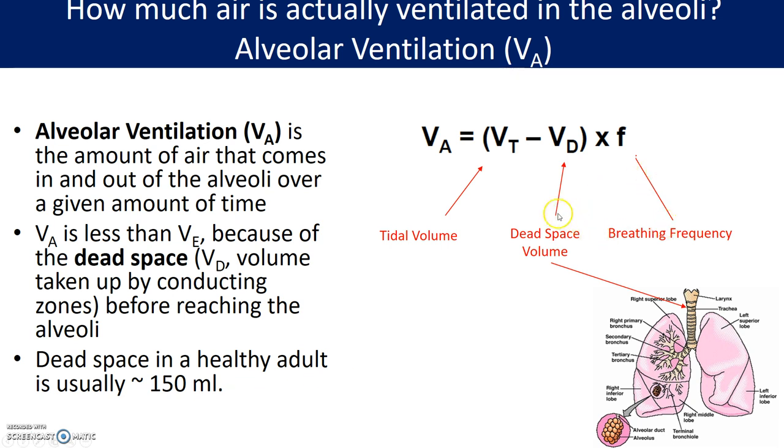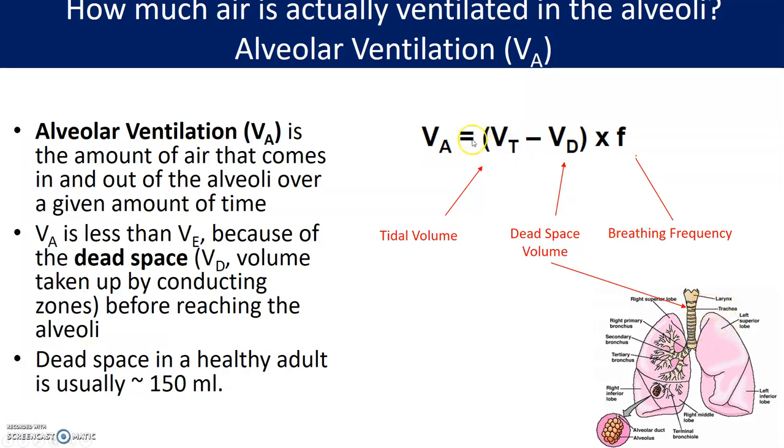The equation is very similar to the equation for minute ventilation, pulmonary ventilation. We have tidal volume and frequency, but we take the tidal volume and subtract something called V sub D, or dead space. Dead space is the volume in your lungs that doesn't exchange gas. When we get down into the trachea and the bronchi and all this conducting zone, we don't get any gas exchange there. So it doesn't matter so much for getting oxygen in and out of the lungs.